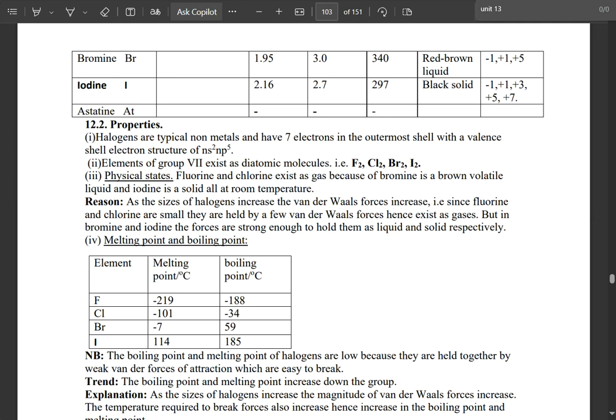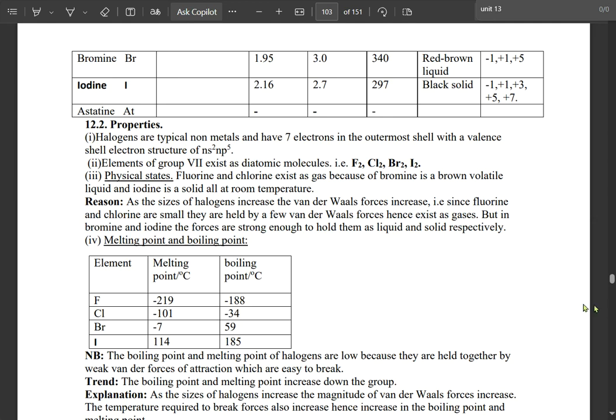When we apply heat, it weakens the van der Waals forces, causing these gases to evaporate. Particularly in fluorine and chlorine, we've observed that they have a low boiling point due to these weak van der Waals forces, or in simple words, intermolecular forces. So let's continue and see.